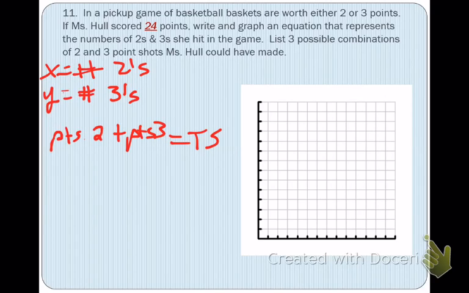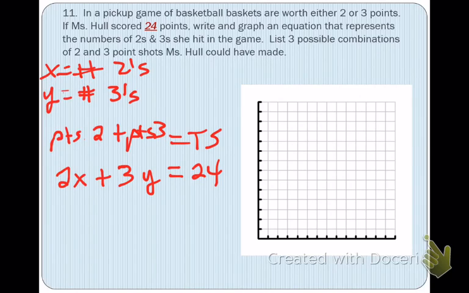Okay. Well, how do you find out how many points she got from twos? Well, we have to take the number of twos that she hit and then multiply it by 2. So it would be 2x. And then how do we figure out how many points she got from threes? Well, we'd have to take the number of threes that she hit and multiply it by 3. And that will help us get her total score, which we know is 24. So there's your equation.